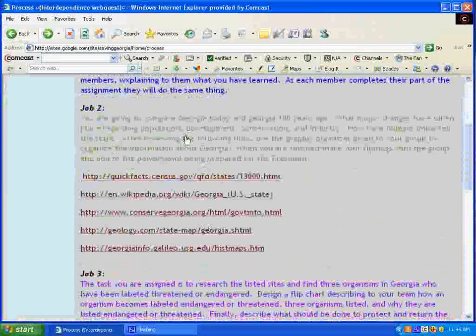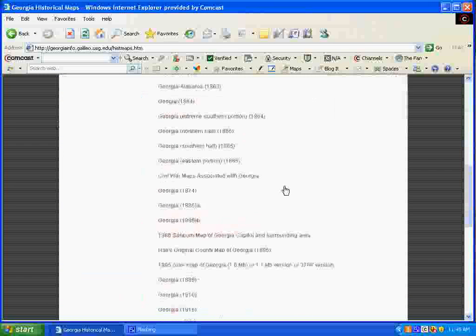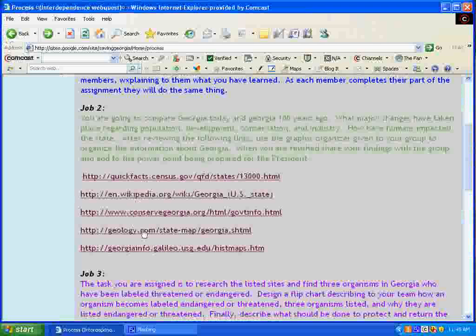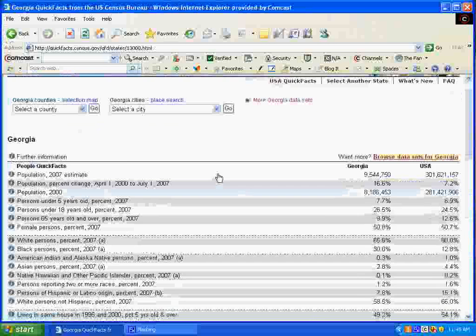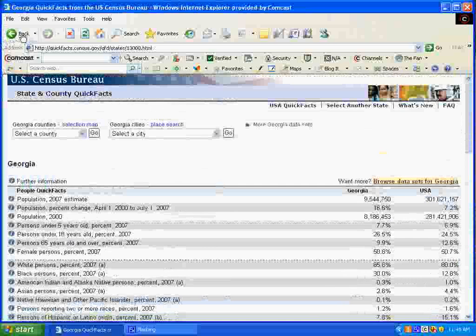Job 2, you are going to compare Georgia today and Georgia 100 years ago. What changes have taken place? How is the state different? All of these sources and websites will help you complete your PowerPoint. This is a good one. It has just lots of information about Georgia's history. Another good one for this task is obviously the census, QuickFacts, census.gov. It's going to give you information about Georgia today, and it will lead you to other places you can go to find more information.